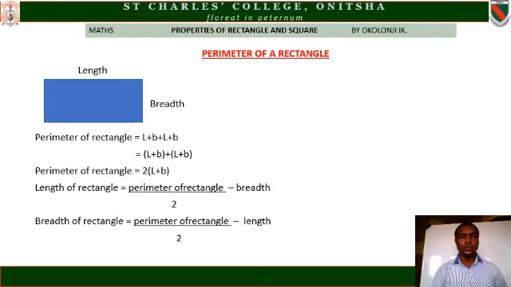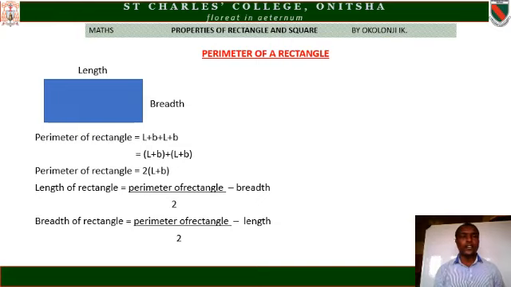Now we are going to look into perimeter of a rectangle. Before we go into finding the formula for finding perimeter of a rectangle, let's look at the shape. On your screen, you can see the shape of a rectangle. We have length, breadth, length, breadth. So we have two lengths and two breadths.